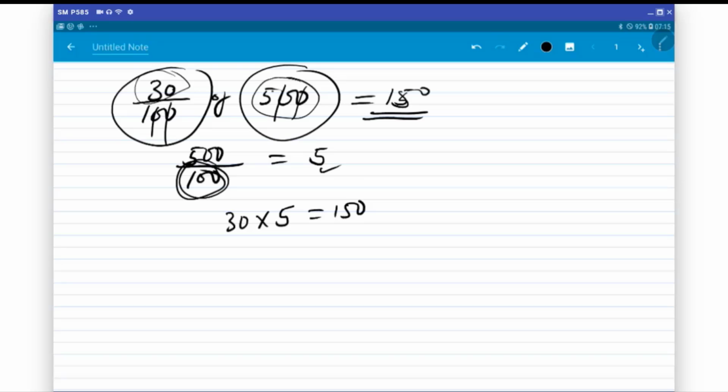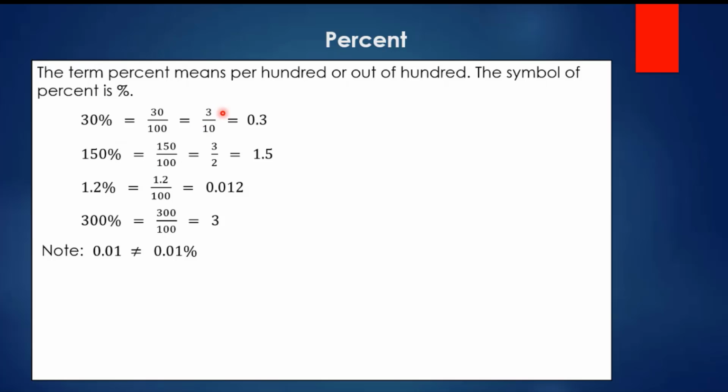Now, 30% simply means 30 out of 100. Like I explained, divide it into 100 and take 30 out of it. So that's 30 over 100, and that's how you write it. You write it as the fraction 30 over 100, and when you simplify, you have 3 over 10, which is still the same as 0.3 in decimals.